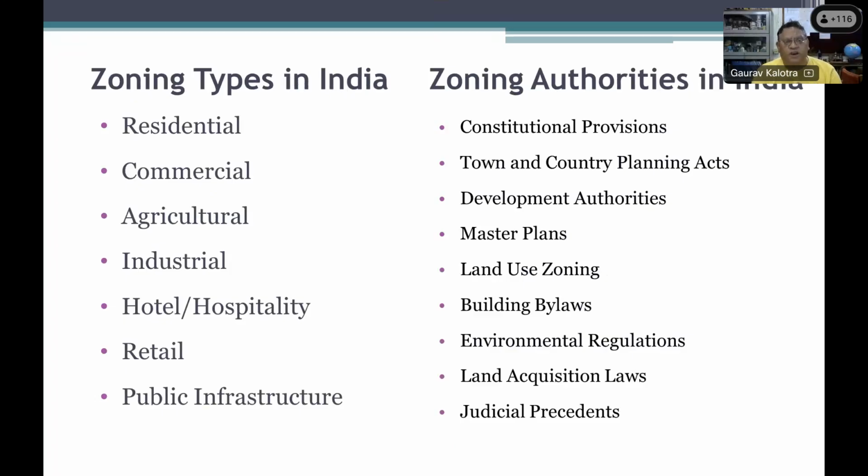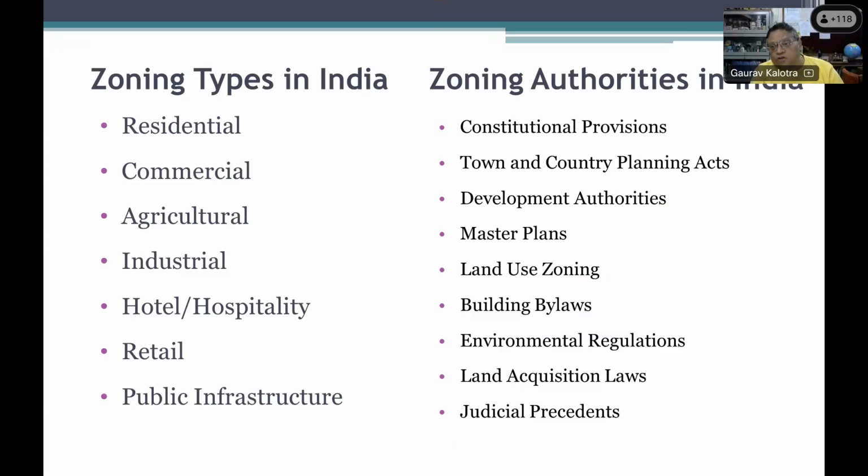Now, zoning types in India: there is residential, commercial, agricultural, industrial, hotel or hospitality, retail or public infrastructure. So now these are some of the zoning types. Although in some cases, in some of these, like Delhi urban planning and all these, which they have planned for some further years, you will find that there are 10 or 12 classifications also, 10 or 12 classes also.